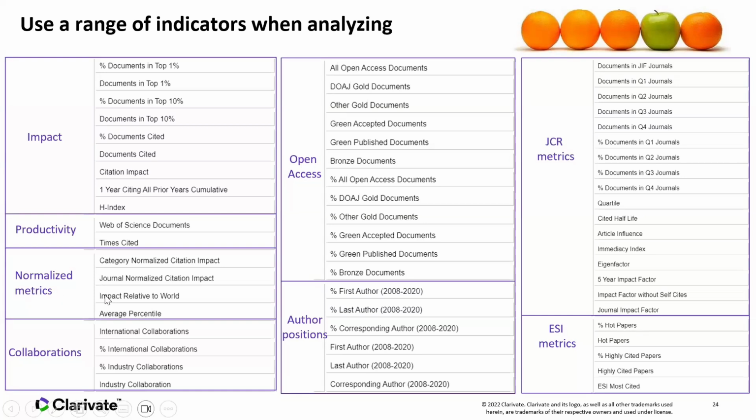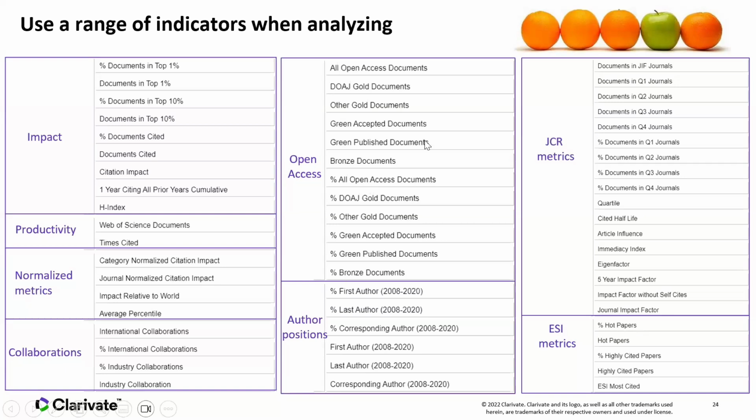In this case, I'm not going to delve into what goes into normalization, but these are the indicators if you want to see the normalized metrics. And you want to normalize if you want to do a comparison across multiple fields, right? And you want to make sure that you are being fair to each field in terms of the citation output. And then collaborations: you can look at collaborations internationally, by industry, and also by affiliation.